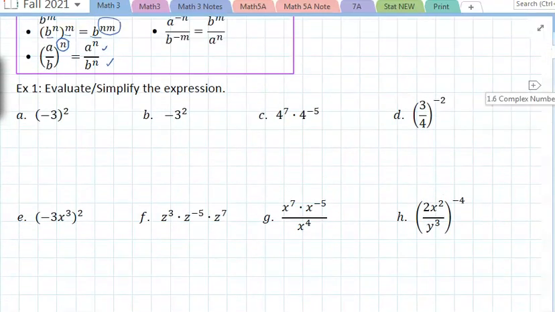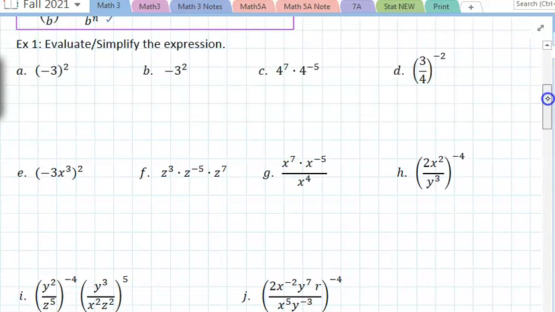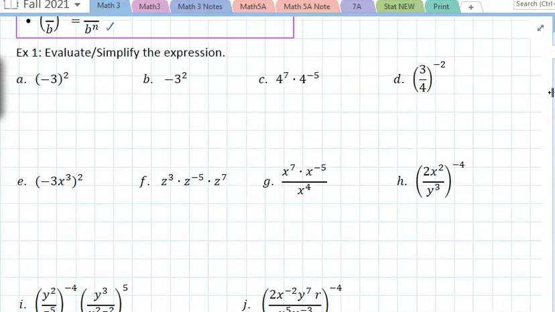Example 1, evaluate or simplify the expression. Evaluate normally means get a numerical answer. Simplify means get an expression, like you have variables or something like that. Well, negative 3 to the second power. Here the base of exponent 2 is negative 3, so it's negative 3 that gets repeated twice. And we know that 2 negatives multiplied will leave a positive, and 3 times 3 is a 9.